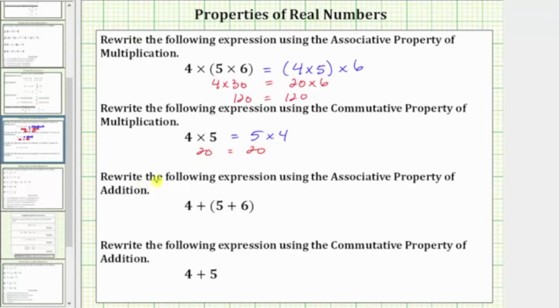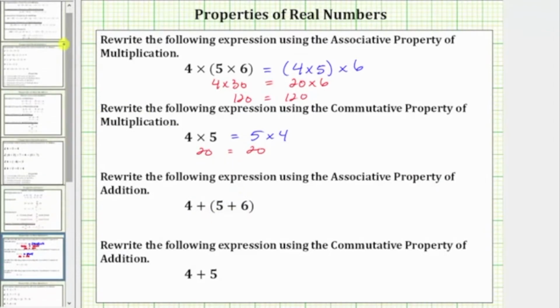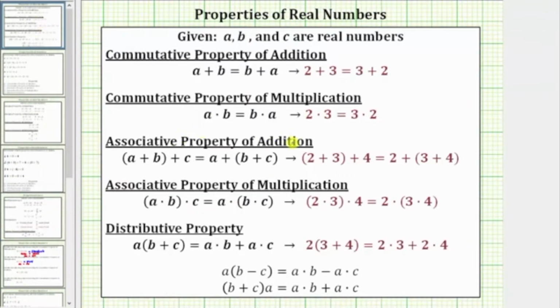Next, we are asked to rewrite the following expression using the associative property of addition. We are given the expression 4 plus the quantity 5 plus 6. The associative property of addition is the quantity a plus b plus c equals a plus the quantity b plus c. The associative property of addition involves changing the grouping in a sum.